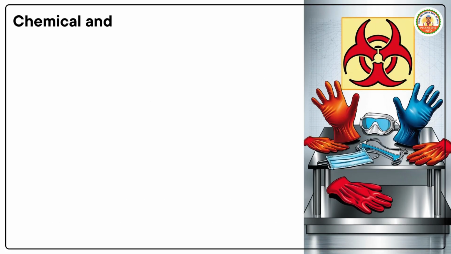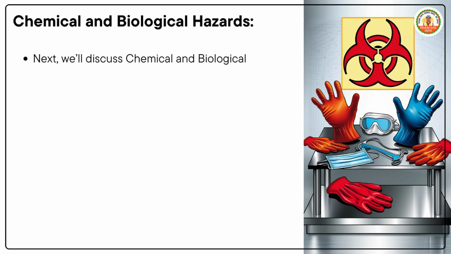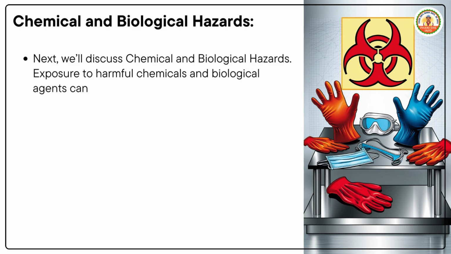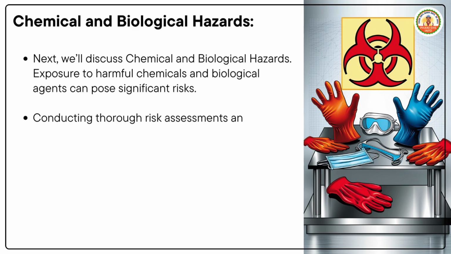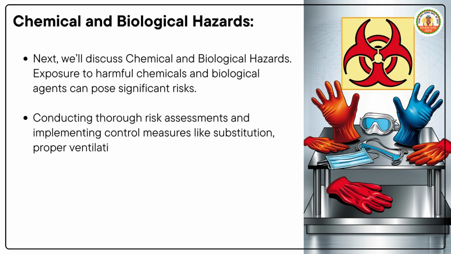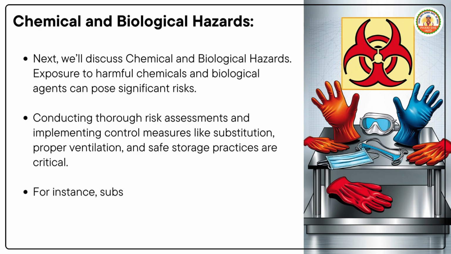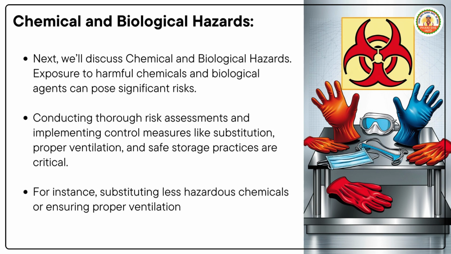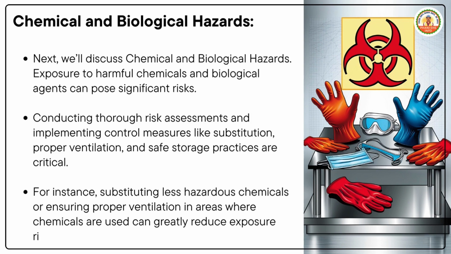Chemical and biological hazards. Next, we'll discuss chemical and biological hazards. Exposure to harmful chemicals and biological agents can pose significant risks. Conducting thorough risk assessments and implementing control measures like substitution, proper ventilation, and safe storage practices are critical. For instance, substituting less hazardous chemicals or ensuring proper ventilation in areas where chemicals are used can greatly reduce exposure risks.